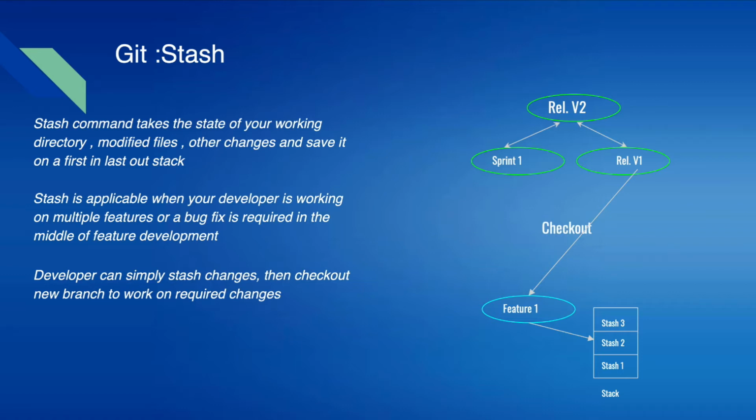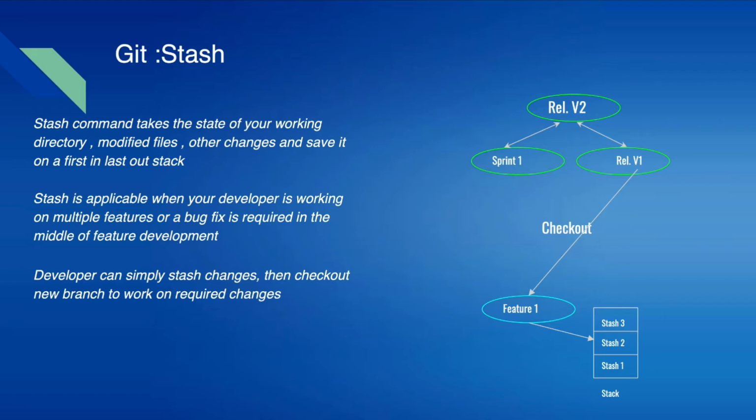Now, in order to fix the bug, you will have to check out the bug fix branch and do the code changes for the bug. In this scenario, you will use the git stash command to move all your uncommitted changes in the feature branch to the stash stack and continue to fix the bug in the bug branch.